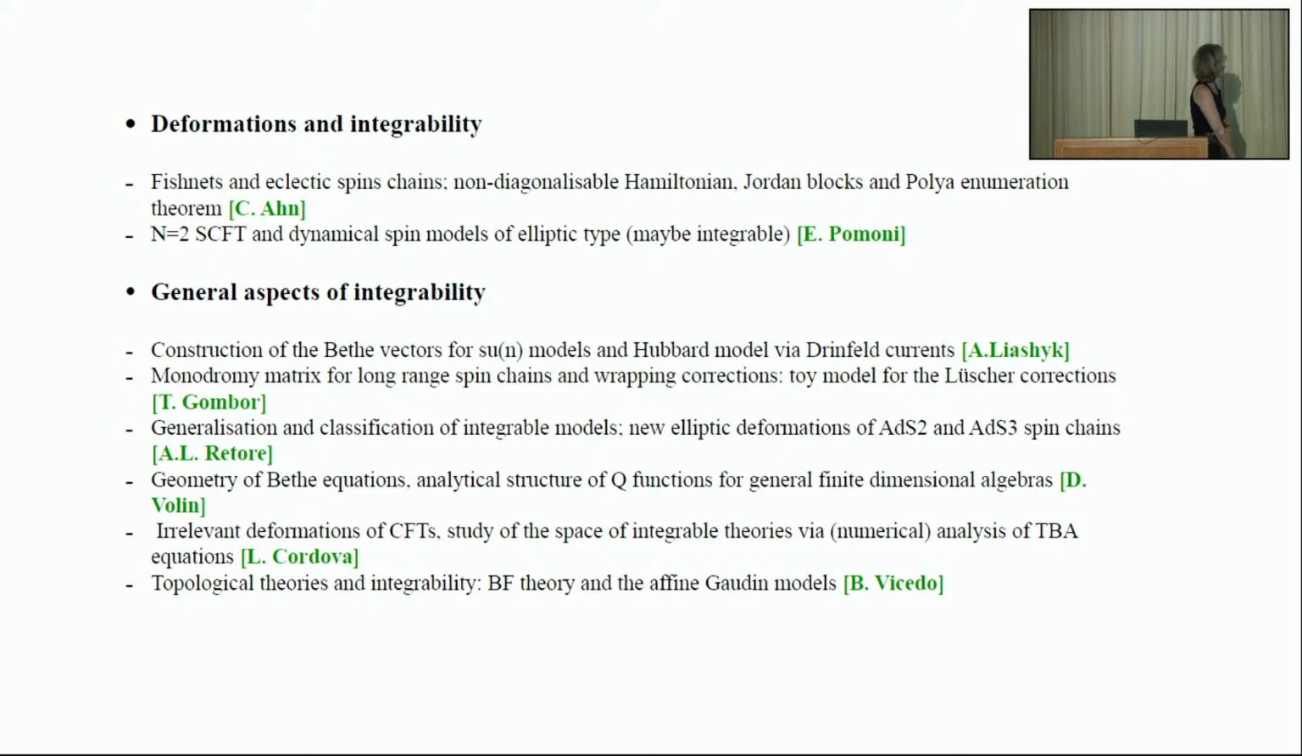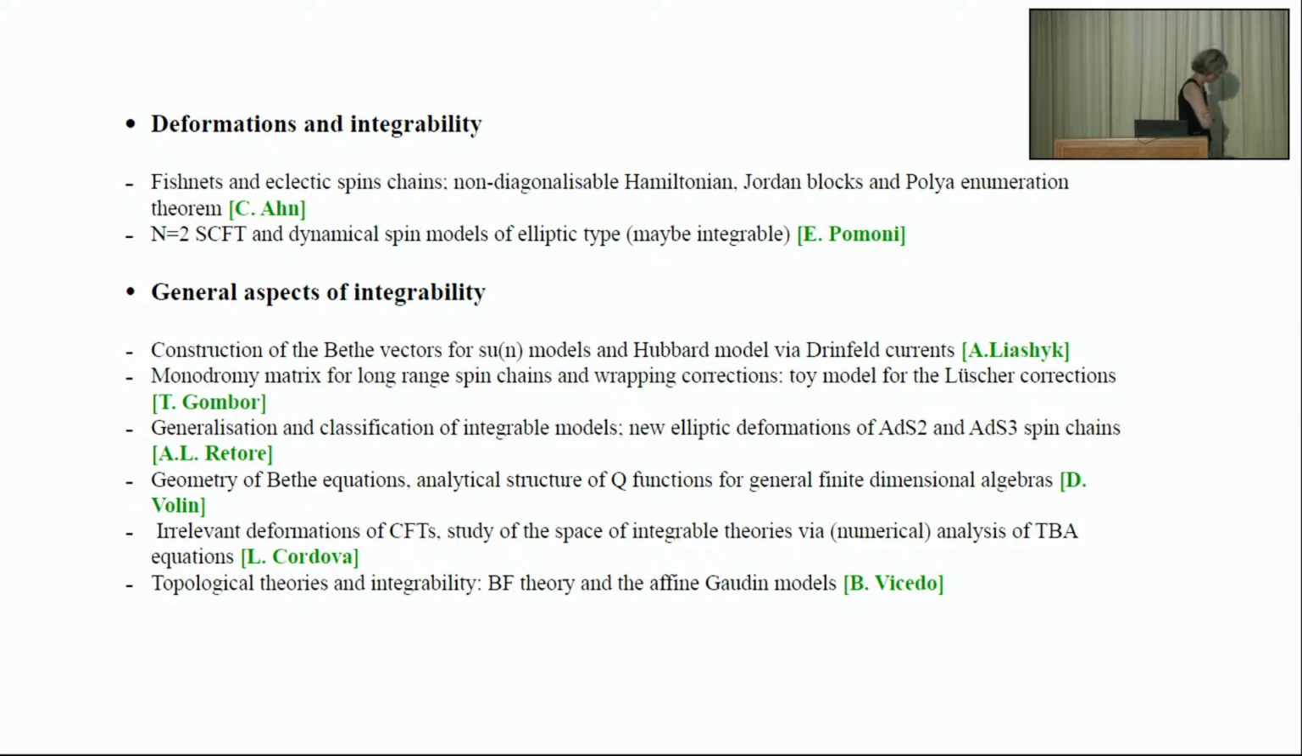And then on the deformed theories and integrability, we had a beautiful talk about eclectic spin chains in fishnets, non-diagonalizable Hamiltonian, Jordan blocks and Pólya enumeration theorem by Chang-Ri Man. Exciting talk about N=2 superconformal theory and the dynamical spin models of elliptic type, which are maybe integrable. This was presented by Elli Pomoni.